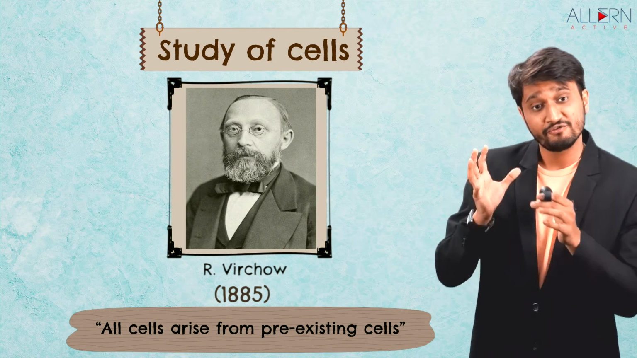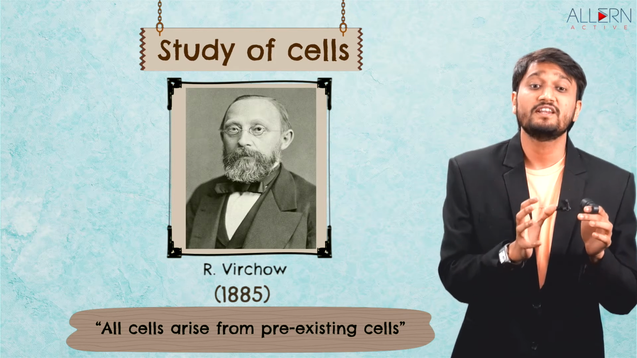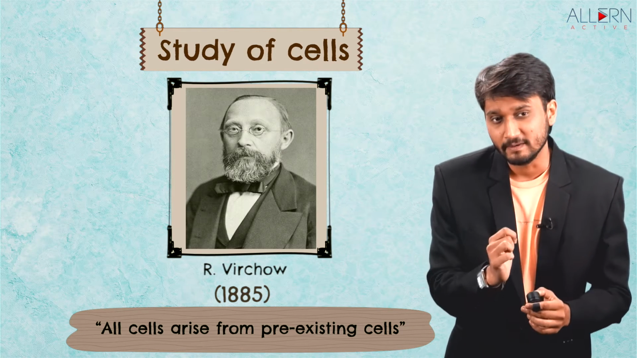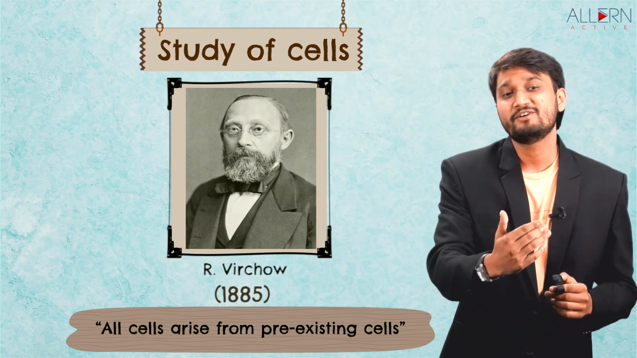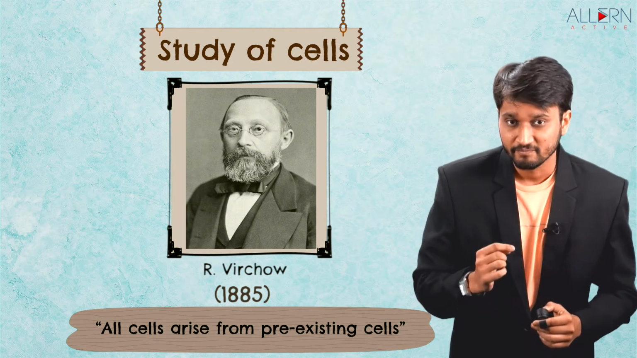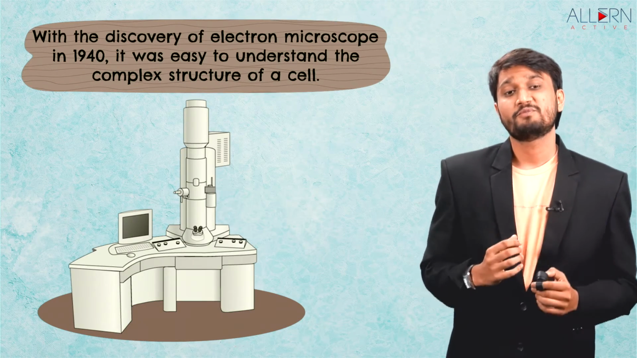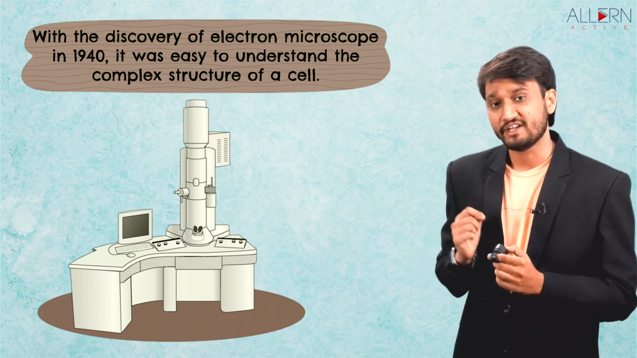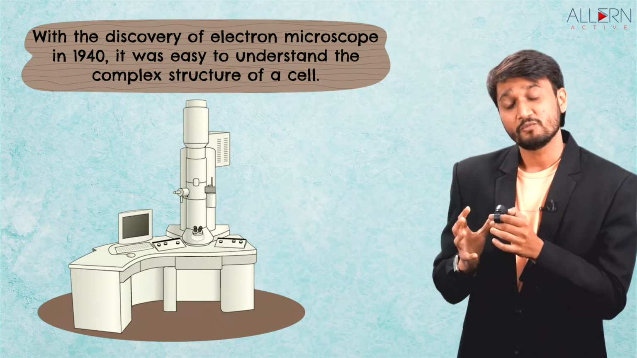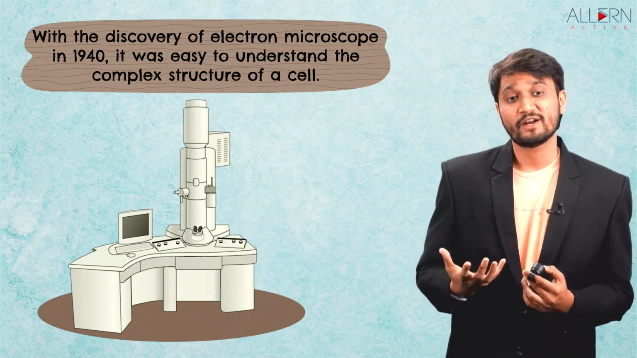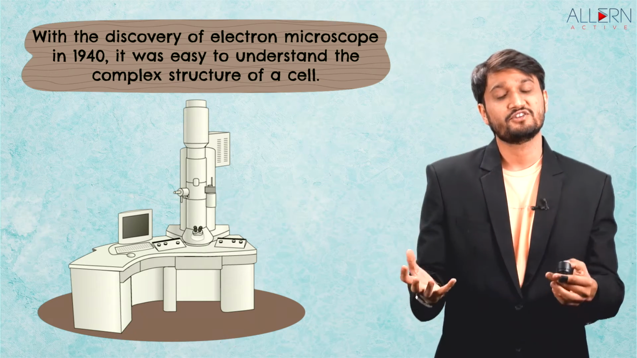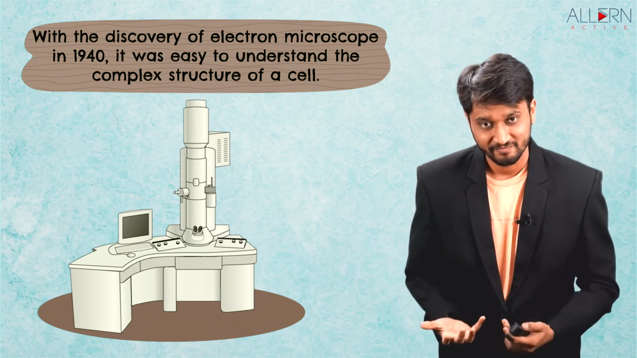Now all this we figured out with the help of something called a light microscope, whose zooming capacity was limited. But eventually we discovered something really interesting, right? We invented something called the electron microscope, and that was in the year 1940. Once we invented the electron microscope, we could zoom inside the cells and look at their ultrastructure, the complex structure inside the cell, right?